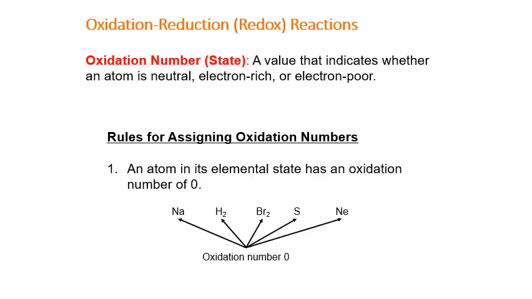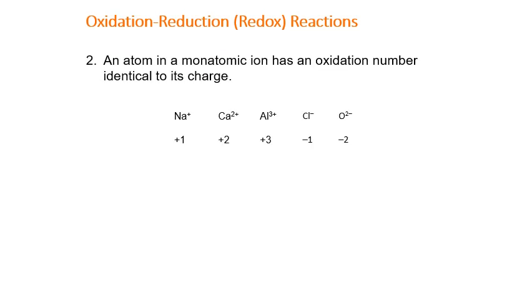Let's review oxidation number or state, which is the value that indicates whether an atom is neutral, electron-rich, or electron-poor. There are a few rules that one needs to keep in mind. An atom in its elemental state has an oxidation number of 0, for example, Na, H2, Br2, etc. An atom in a monatomic ion has an oxidation number identical to its charge. For example, Na+ is +1, Ca2+ is +2, etc.